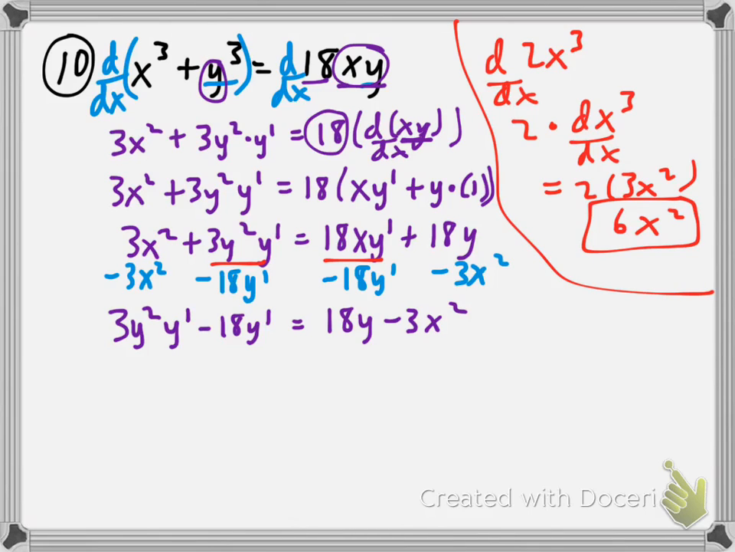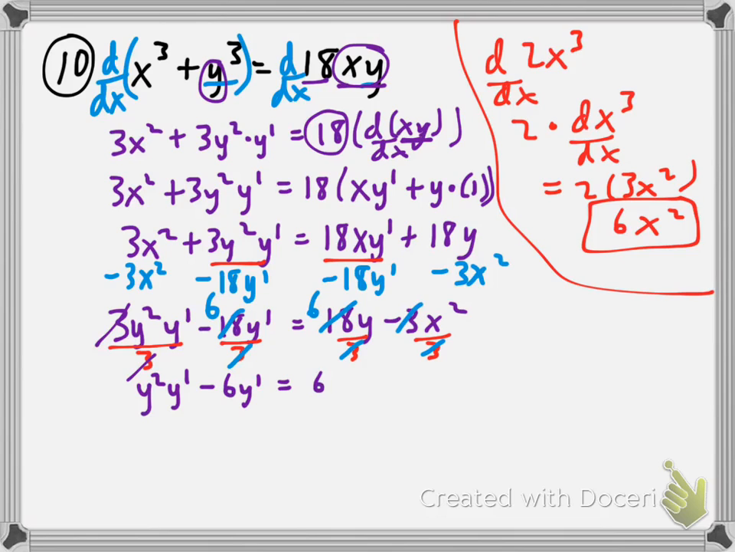At this point, I'm not enjoying rewriting this number every single time, so I'm going to just divide every term by 3, and we can divide that out at least, make it a little simpler. At the same time though, I'm going to go ahead and factor out that y prime from the left side. Maybe I shouldn't do that all at once, so I won't. Y squared times y prime minus 6 times y prime equaling 6y minus x squared.